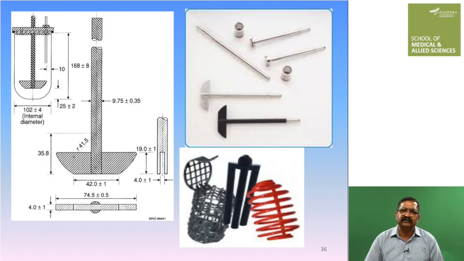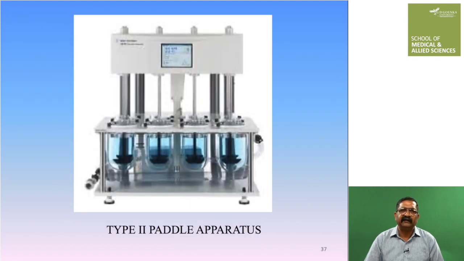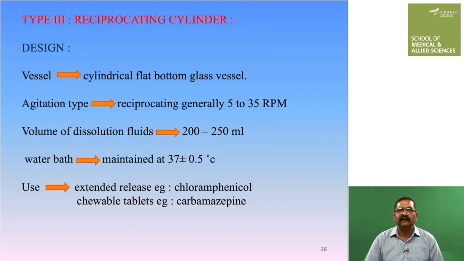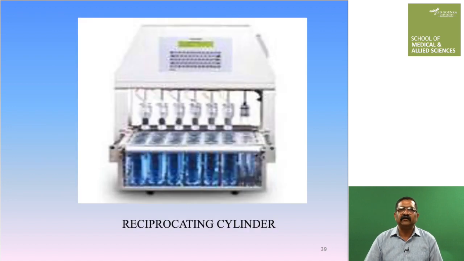In the next slide, you can see the dimensions of the paddle type design. Here is the image of the paddle type dissolution apparatus in the next slide. Then the type 3 reciprocating cylinder type design is given in the slide. The vessel used is a cylindrical flat bottom glass vessel. Agitation type is reciprocating, generally 5 to 35 rpm in speed. Volume of dissolution fluid is 200 to 250 ml. Water bath is maintained at about 37 degrees centigrade. It is used in extended release tablets like chloramphenicol tablet, and chewable tablets like carbamazepine tablet. In the next slide, you can see the image of the reciprocating cylinder type dissolution apparatus.